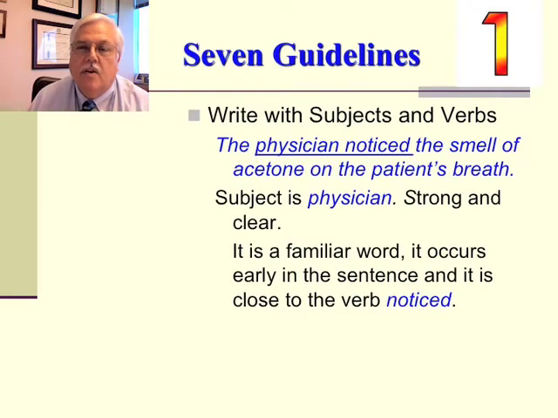Okay, I'm going to go through about 7 guidelines as it relates to writing better sentences. And the first one is to write with subjects and verbs. For instance, the physician noticed the smell of acetone on the patient's breath. The subject is physician; it's strong, it's clear, it's a familiar word, it occurs early in the sentence, and it's close to the verb noticed.